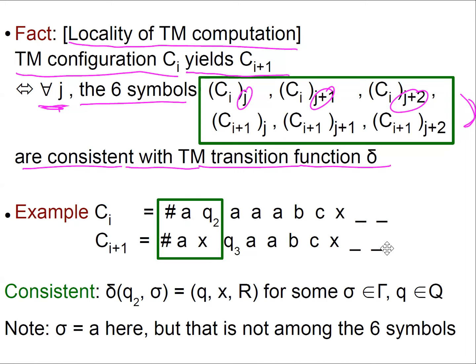Okay. So for example, let's look at these two configurations. And I'm asking, does Ci yield Ci+1? Well, to know that, we need to check if for every j, the six symbols in this green window are consistent. And this of course depends on the transition function, which I have not written, but you can imagine.